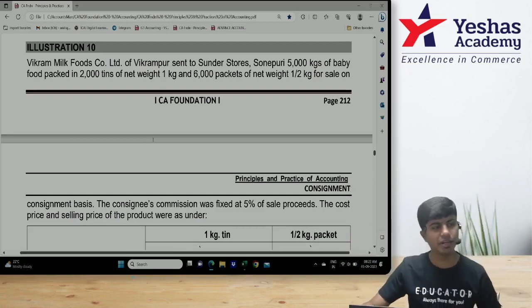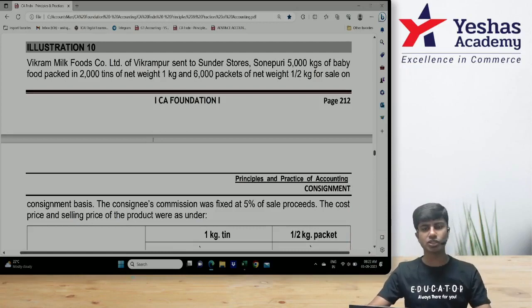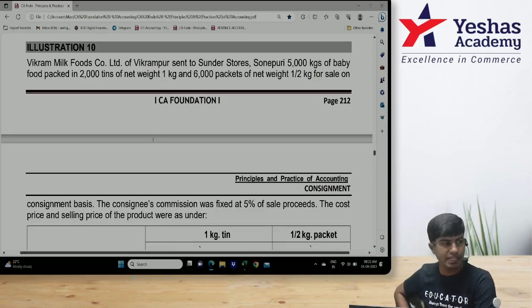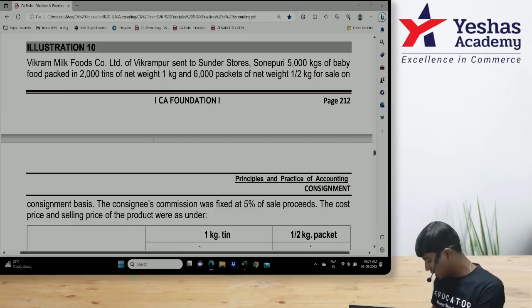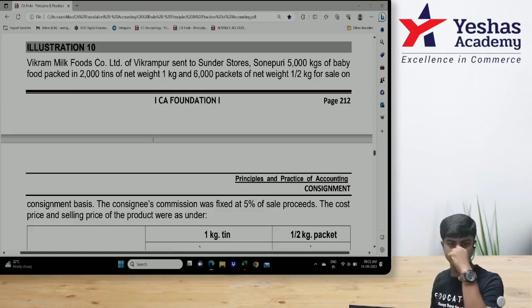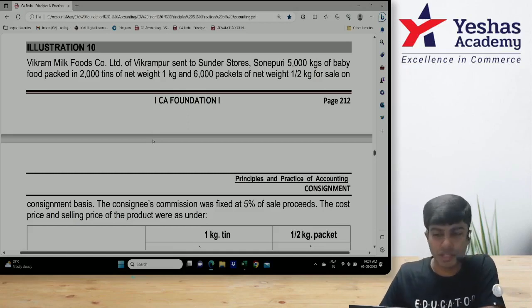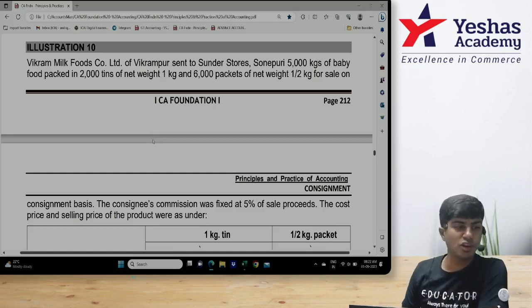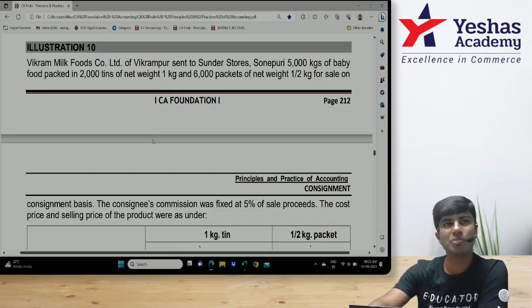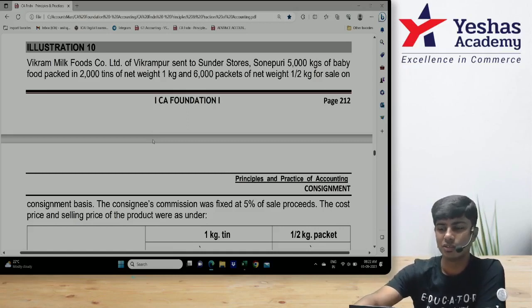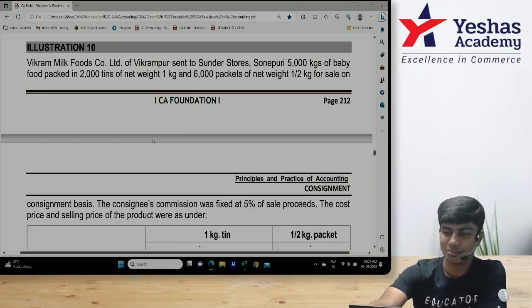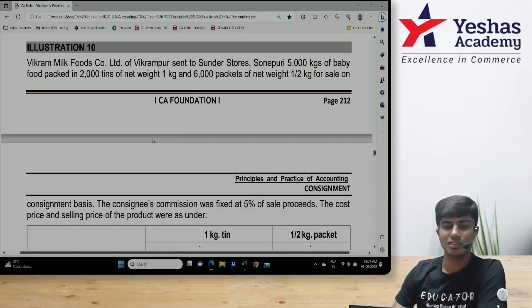Vikram Milk Foods Company Limited sent goods to Sundar Stores. So Vikram Milk Foods is the consignor, and Sundar Stores is the consignee. What are they sending? 5,000 kgs of baby food. Baby food means food that will be given to babies. Got it?